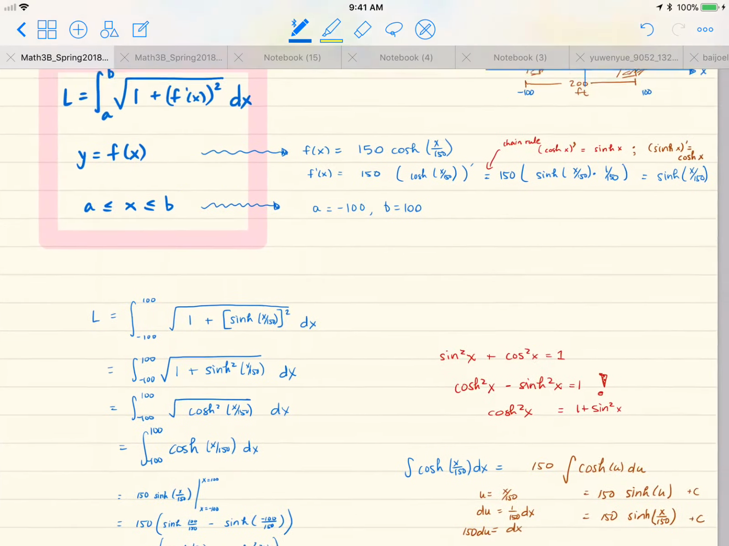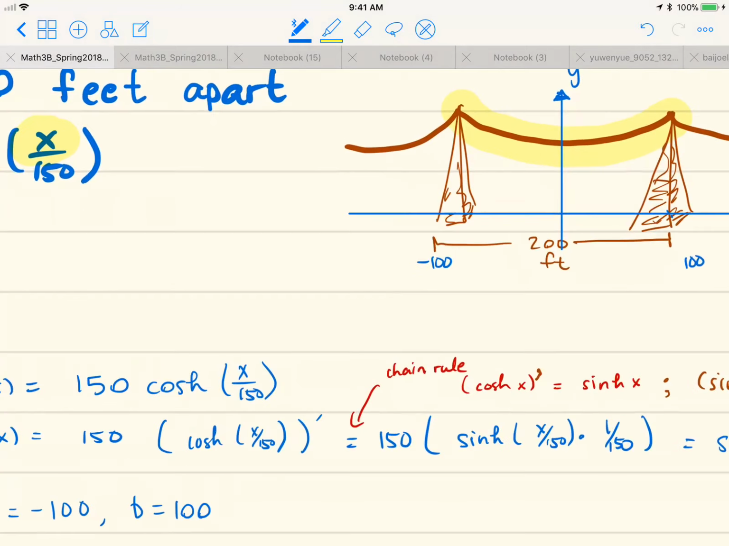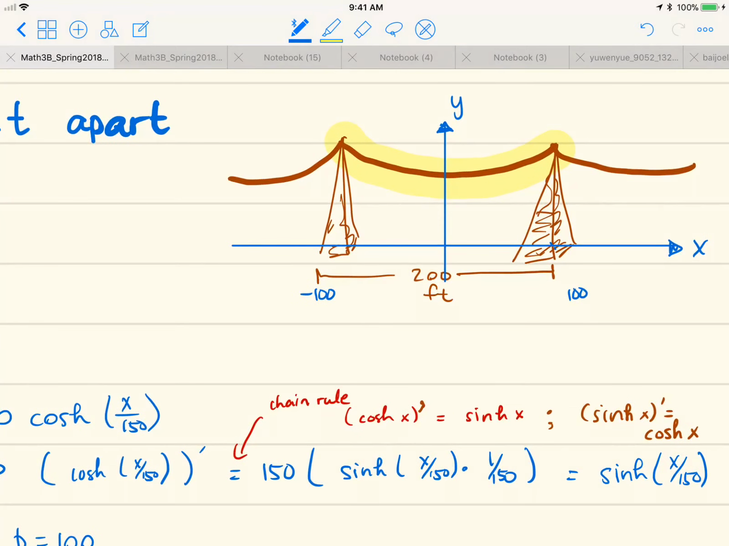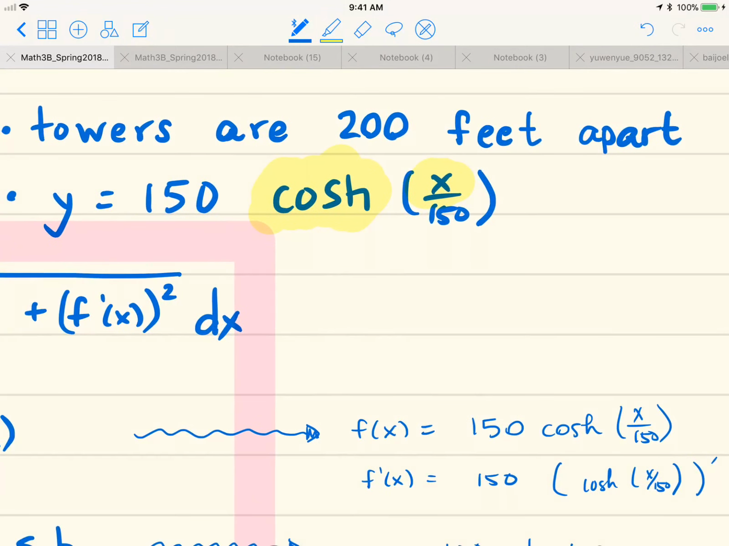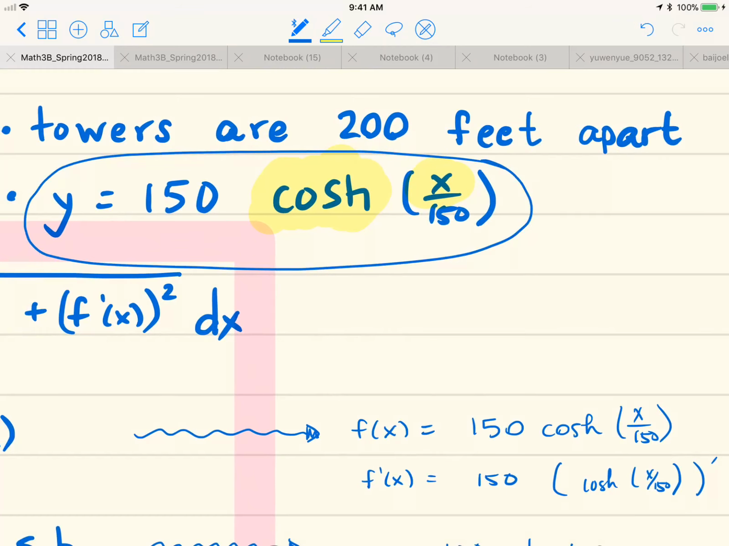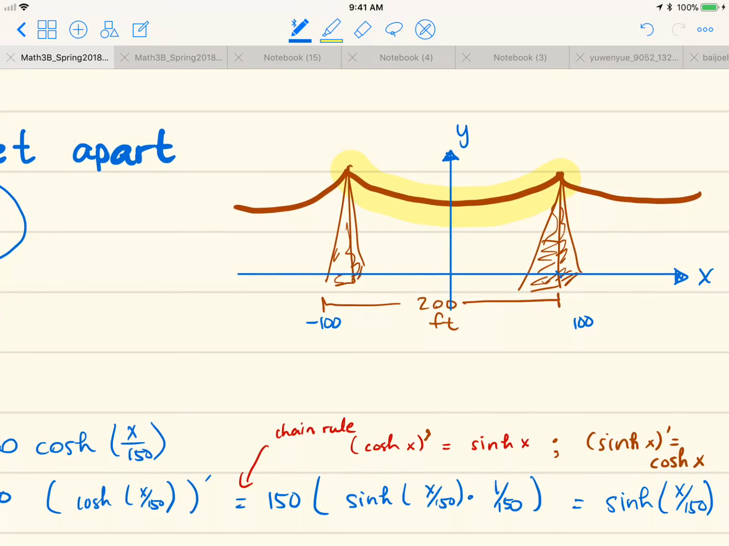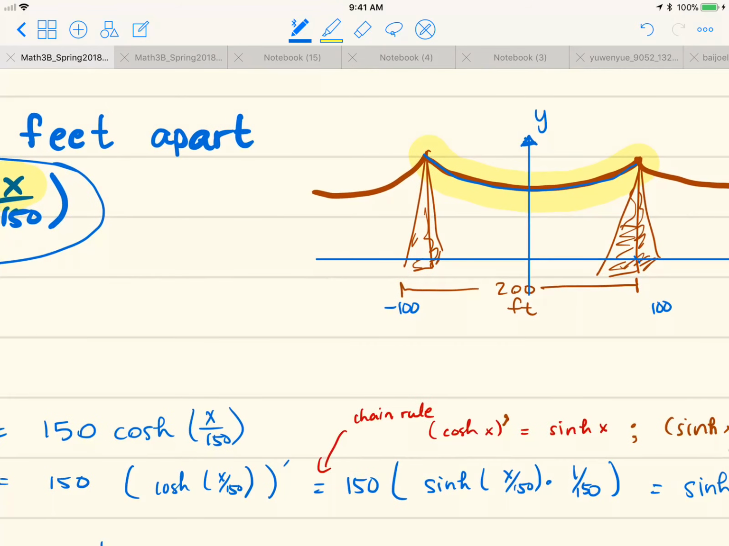Okay, so looking here, if this is the equation that describes the curve, that catenary, if that's the equation for the shape of this curve right here, and the towers are spaced 200 feet apart, then the length of this rope or this coil is approximately 215 feet.